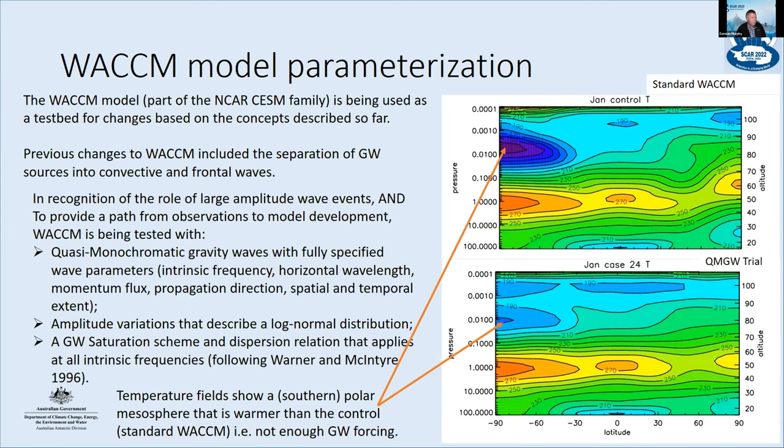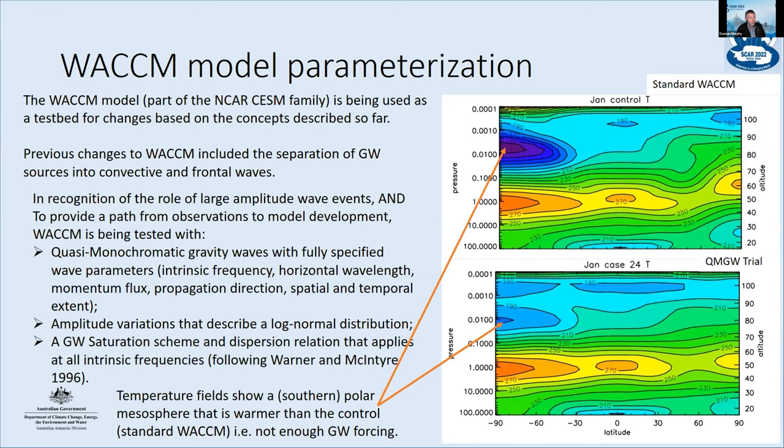So these waves have the intrinsic frequency, the horizontal wavelength, the momentum flux, the propagation direction, and the spatial and temporal extent of the wave packet all described specifically in the model. The amplitude variations can be described using a log normal distribution, and I've changed the gravity wave saturation scheme so that it applies at all intrinsic frequencies using some Warner and McIntyre theory from a separate paper in 1996.